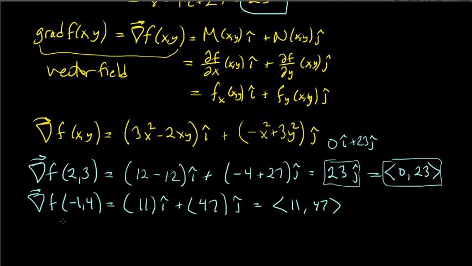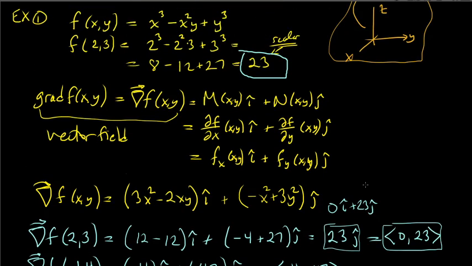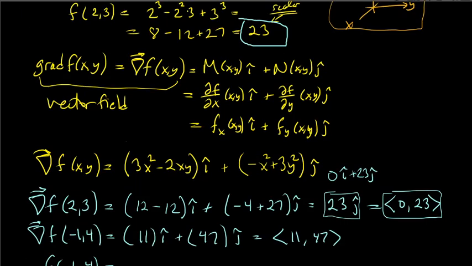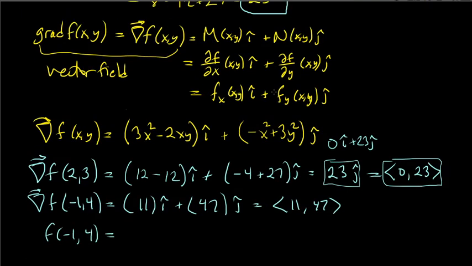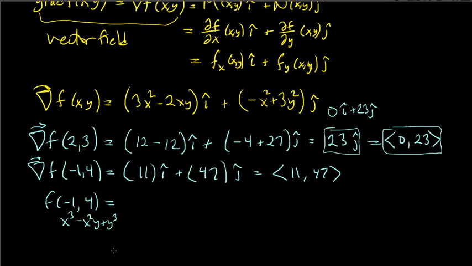Just to show you, if I take f of negative 1 and 4, you don't get either 11 or 47. At least I hope not. I forgot what f is. It's x cubed minus x squared y plus y cubed.